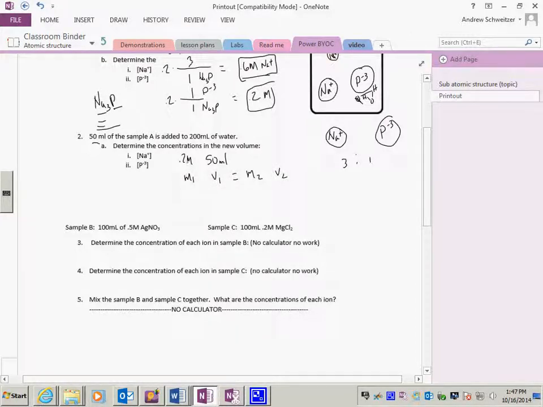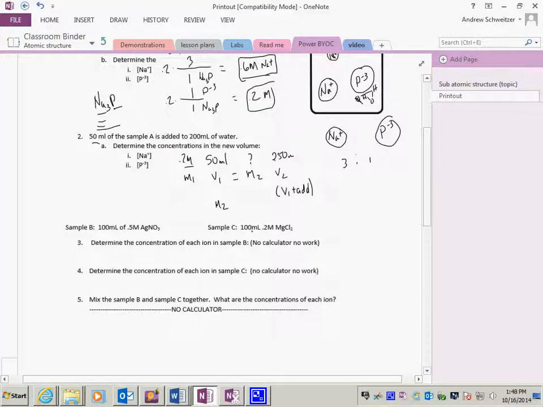So that's my starting concentration and volume. My ending concentration is what I would like, and my ending volume, V2, very carefully, is V1 plus what you add. That's very important. So this is going to be 250 milliliters. Now I'm using the concentration of the entire solution. So M2 would be the concentration of the entire solution after I add 200 milliliters of water to it for 250 total.